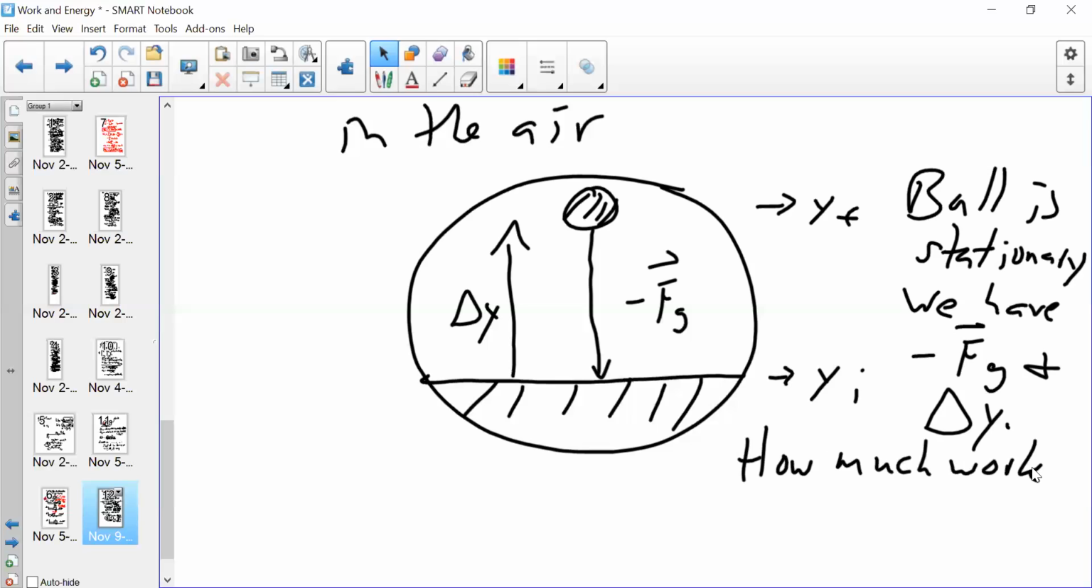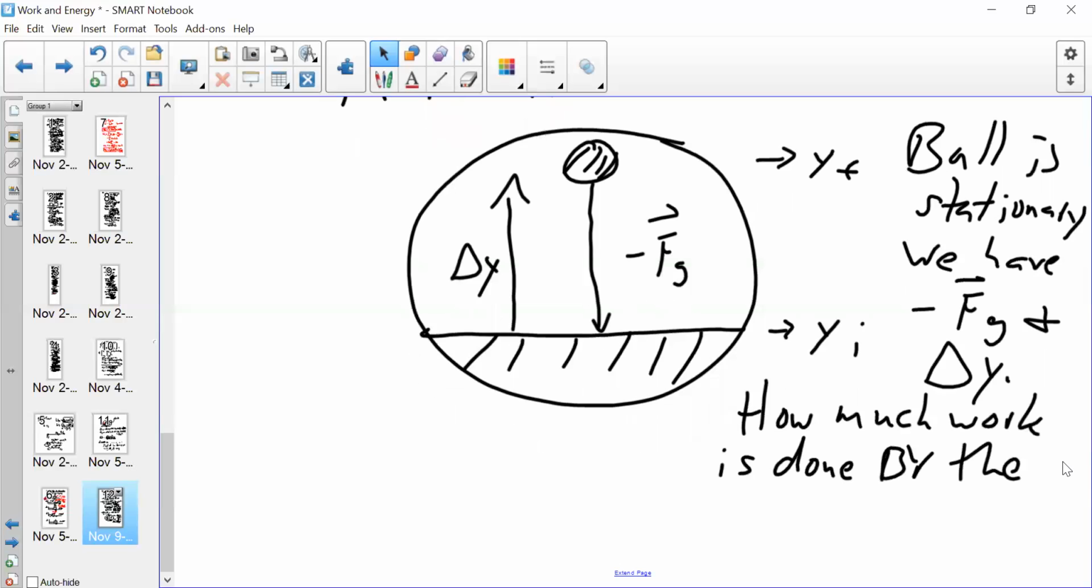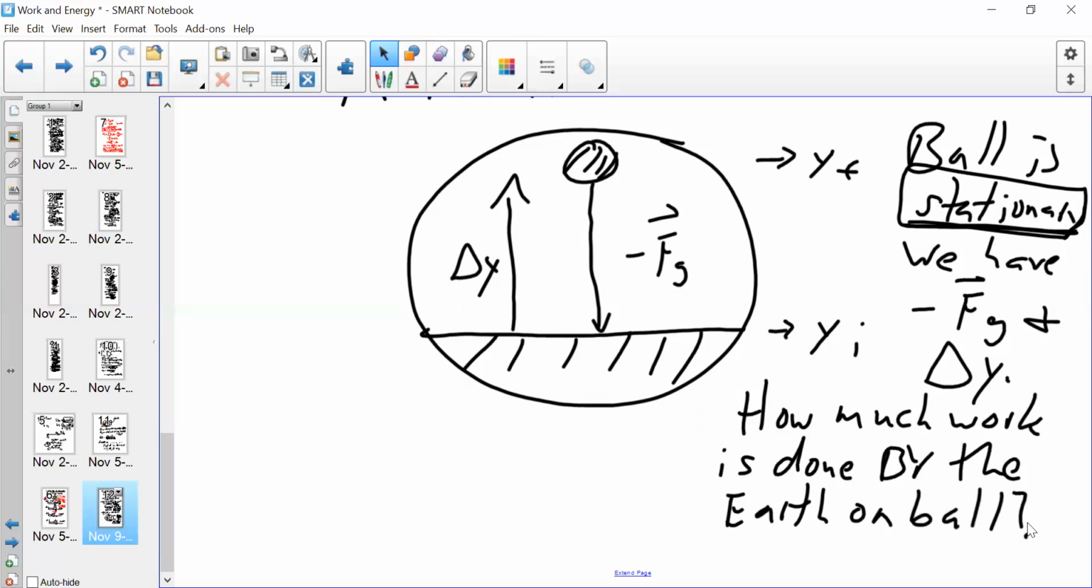How much work this time? Okay. How much work is done by the Earth on the ball? Work is force times displacement. Is the ball stationary in the air or is it falling? Stationary. Okay. How much work is done by the Earth on the ball? Nothing's happening besides it's stationary. Is it zero work or non-zero?